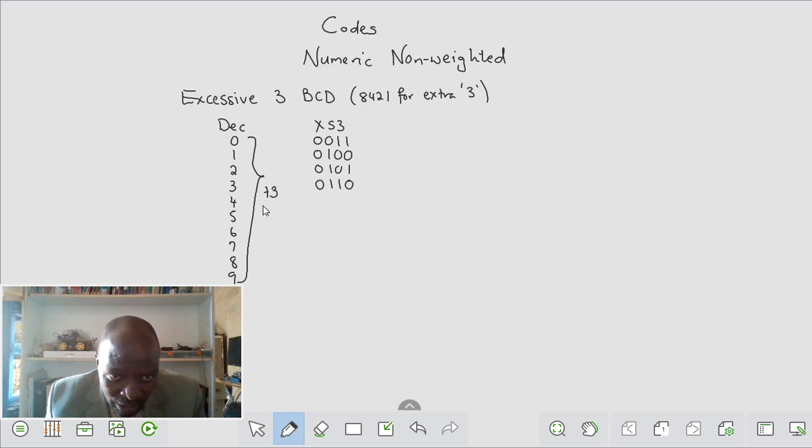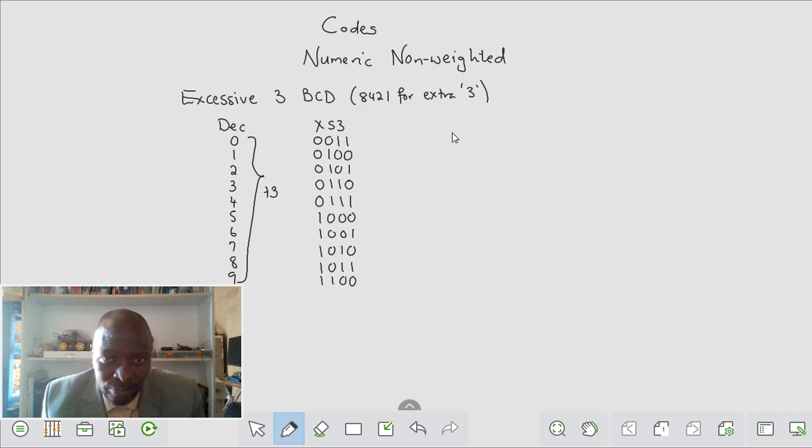For 4, with excess 3, that will be 7: 4, 2, 1. For 5, with an extra 3, that will be 8, it's an 8, no 4, no 2, no 1. For 6 is 9, it's 8 and 1. For 7 is 10, it's 8 and 2. For 8 is 11, that's 8, 2 and 1. And 9 is 12, that is 8 and 4.